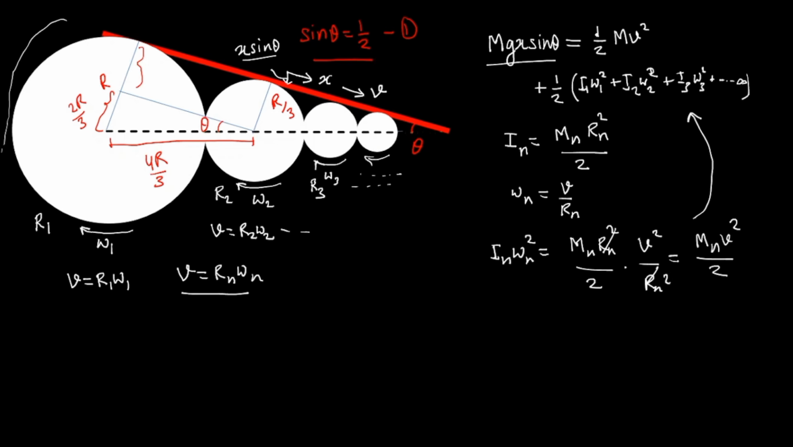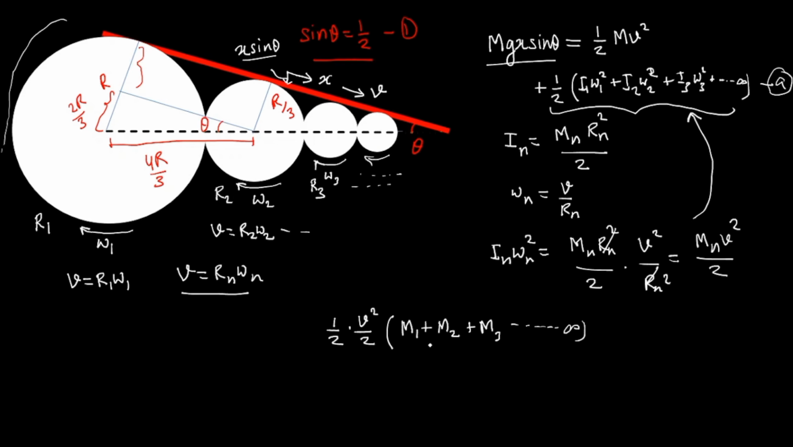Let us call this equation A, and we are focusing only on calculating this part, because these two are easy. So let us calculate this part. It is half of In omega square, so you can take V square upon 2 outside, and inside will be simply m1 plus m2 plus m3 and so on up to infinity, isn't it?